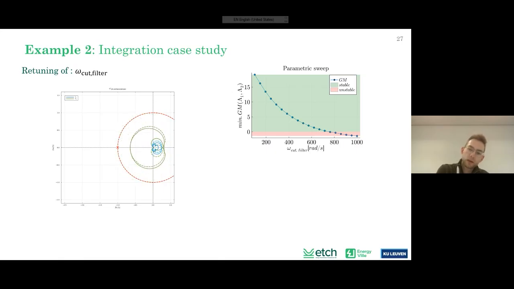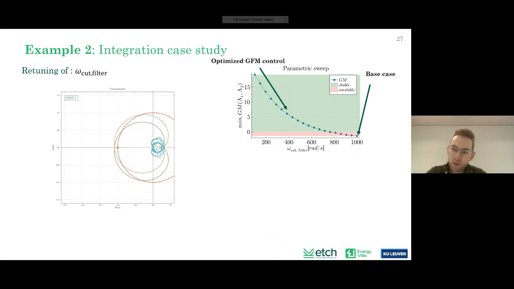So on the x-axis, you see the bandwidth of the filter. On the y-axis, you see the minimum gain margin. And then you see when you reduce the bandwidth of the filter, you're going to obtain a stable system. So the base case was 1000 radians per second, clearly unstable, shown in EMT, shown in power impedance.